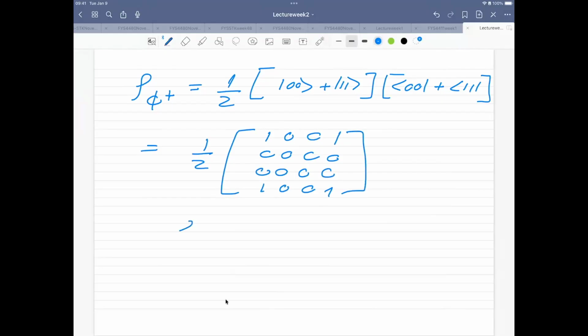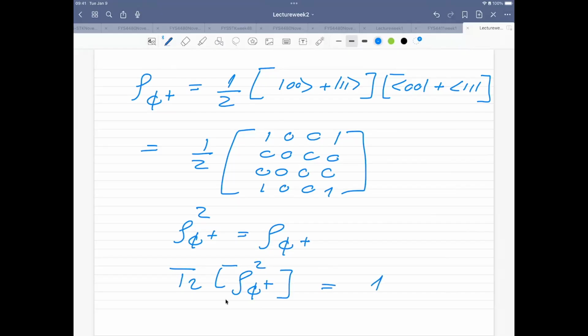And what you will also see when you square this matrix, this is going to be equal to the matrix itself. And the trace of that matrix squared is the same as the trace of the matrix itself, and this one gives 1. This is a definition of a pure state. So the trace of the density matrix is equal to 1. Okay? So that was the first component.